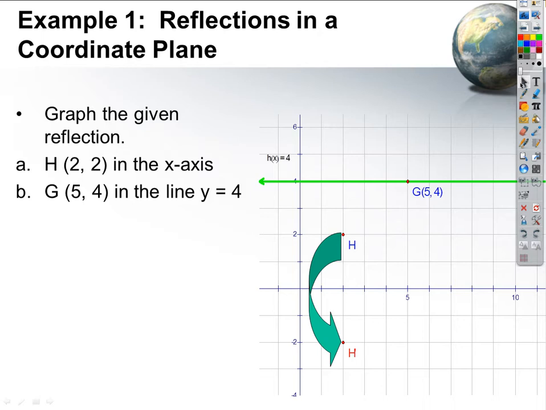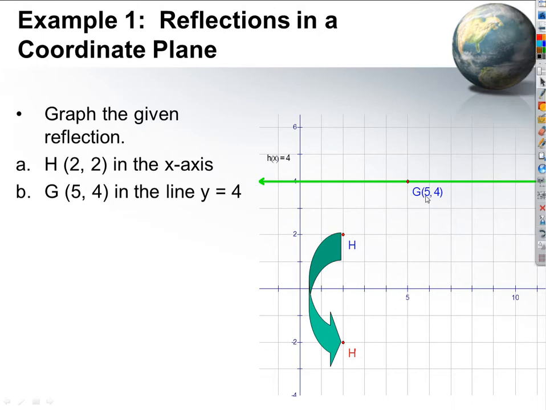So what about this one here then? Let's look at this other case. What if we want to take the point G with coordinates 5, 4, and I want to reflect that in the line y equals 4? Okay, so where's the fold? What color is the fold in the paper up there then? Kind of a lime green color, right?